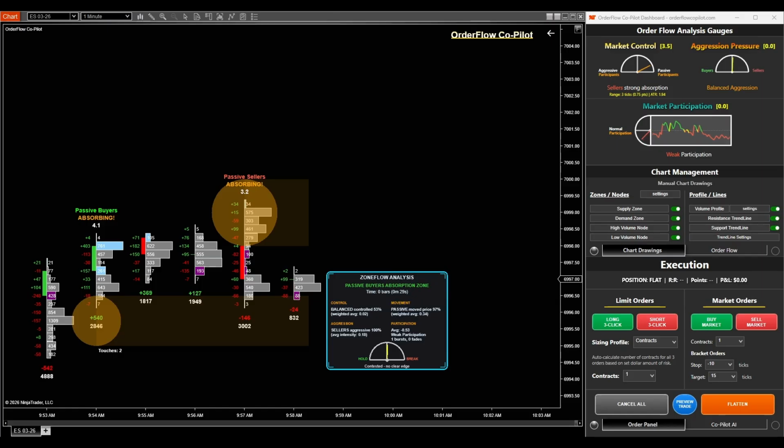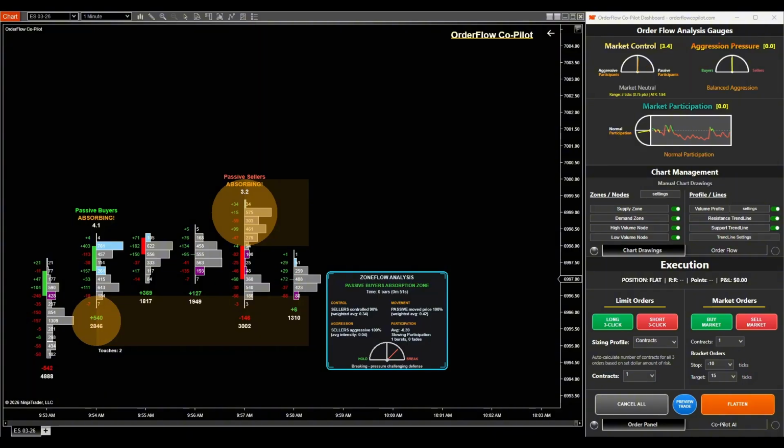As of the launch of OrderFlow Co-Pilot, the detection algorithms are heavily tuned on ES 1-minute data. I highly recommend, if you are trading with OrderFlow Co-Pilot, that you only trade ES on the 1-minute chart. You will discover, as you trade with OrderFlow Co-Pilot, that this gauge is incredibly accurate.